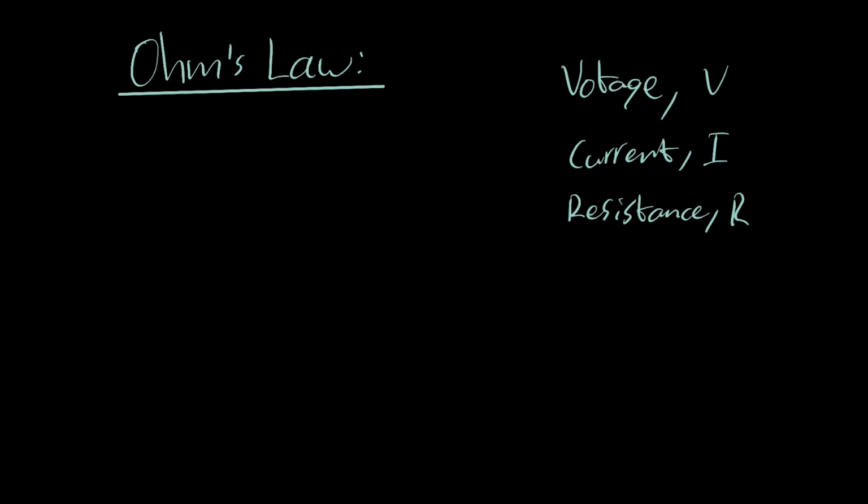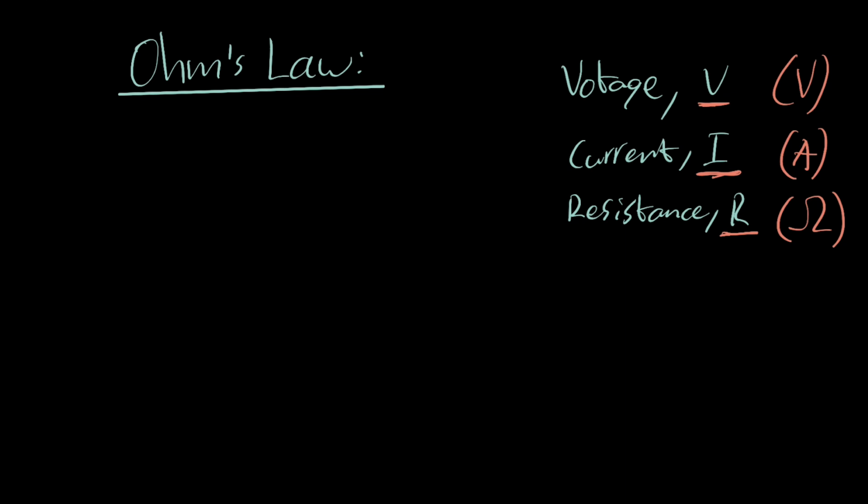Hello everyone, today I'm going to be talking about voltage, current and resistance and how these relate to each other in a circuit and how we can calculate all of these using Ohm's law. So first off, voltage has the symbol V and is measured in volts. Current has the symbol I and is measured in amps. And resistance has the symbol R and is measured in ohms, which has the Greek letter omega.